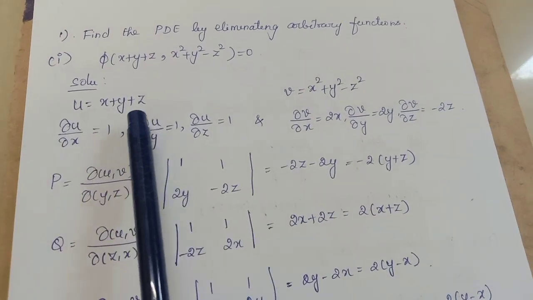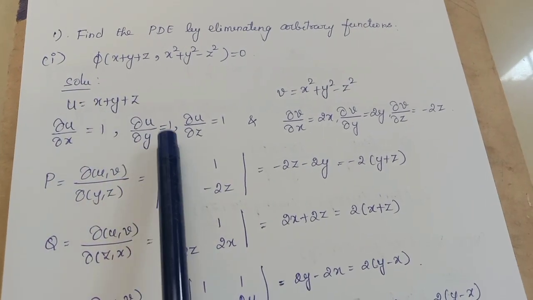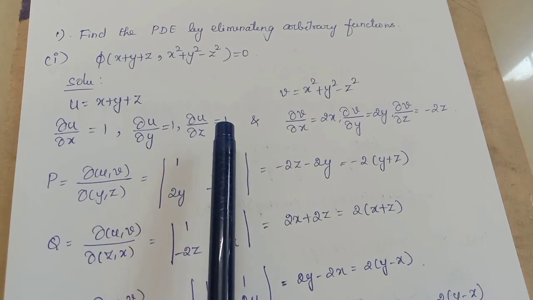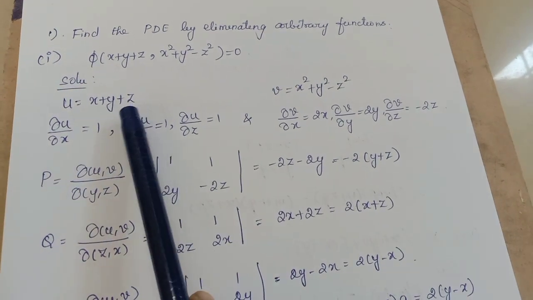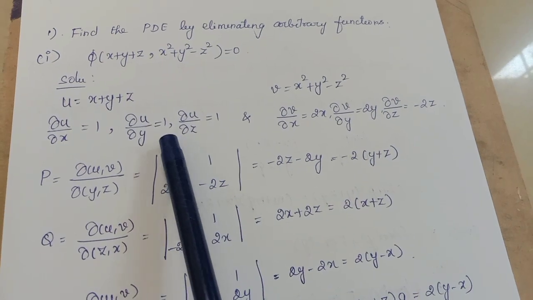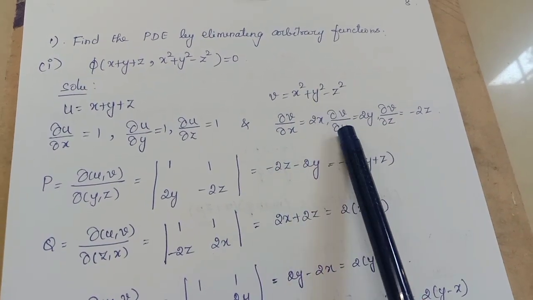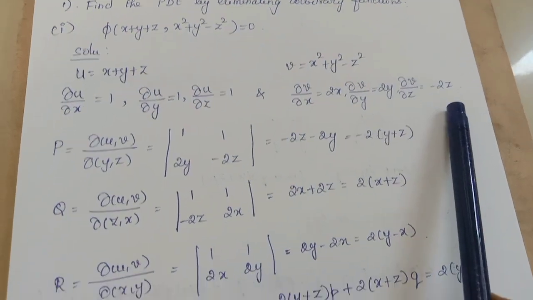See, u equal to x plus y plus z. So dou u by dou x equal to 1 and dou u by dou y equal to 1 and dou u by dou z is equal to 1. See, here you should treat all of them as independent variables for these type of problems. Okay. And similarly for v, dou v by dou x is 2x, dou v by dou y is 2y, dou v by dou z is minus 2z.